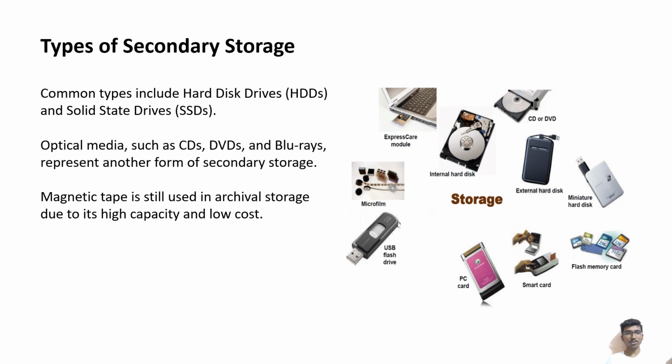Types of secondary storage. Common types include hard disk drives, HDDs, and solid state drives, SSDs. Optical media such as CDs, DVDs and Blu-rays represent another form of secondary storage. Magnetic tape is still used in archival storage due to its high capacity and low cost.